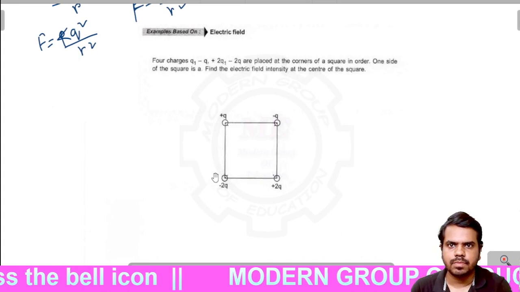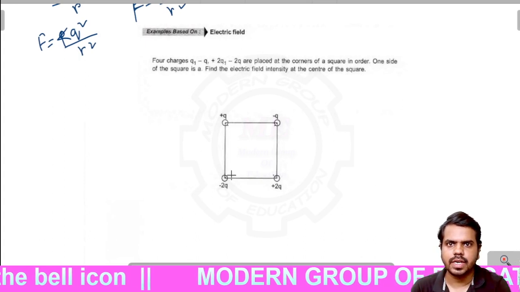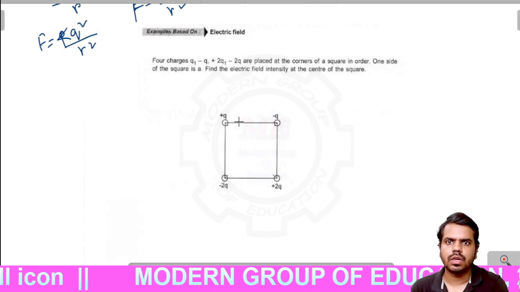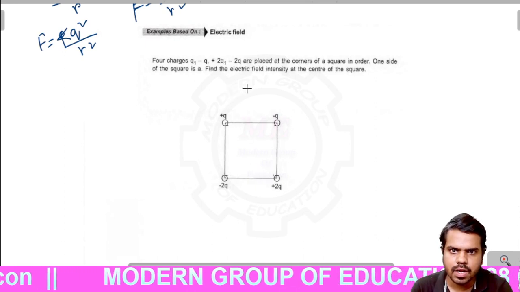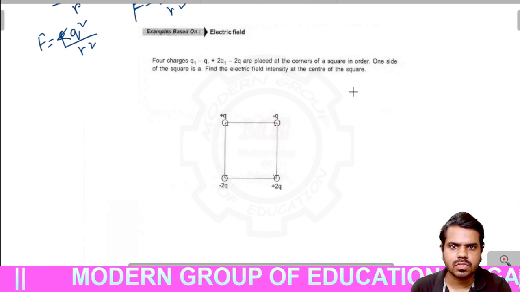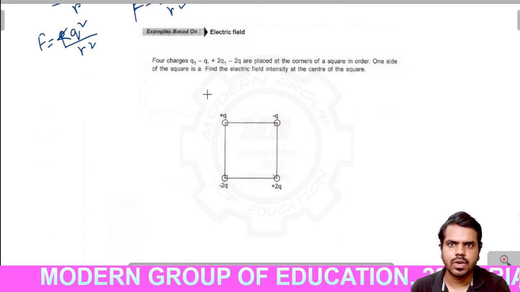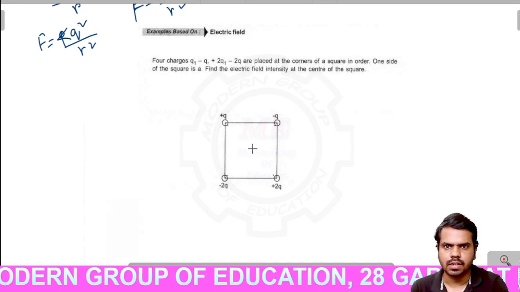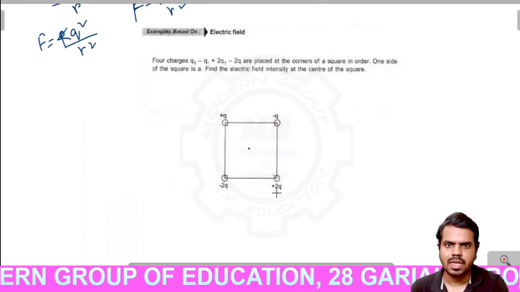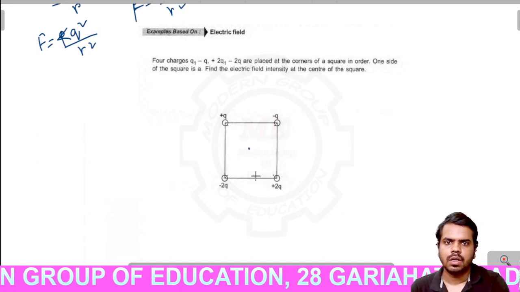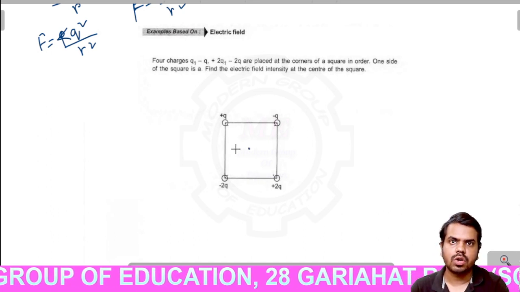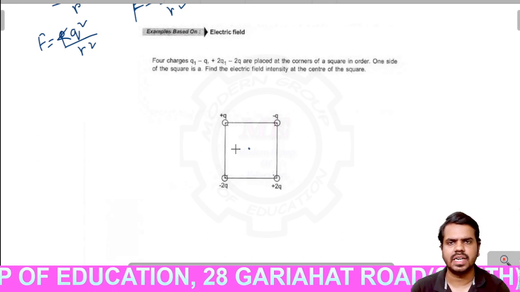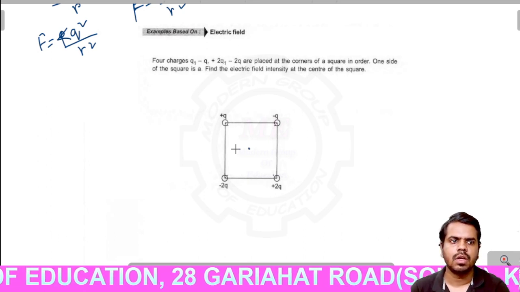This is an example based on electric field, where four charges Q1, Q2, Q1, minus Q1 to Q1 and Q are placed at the corners of a square in order. One side of the square is a, and we need the electric field intensity at the center of the square. This type of question is very important. This type of question comes in board exams. This type of question does not come in NEET, JEE Main, etc., but you have to know the basic things.